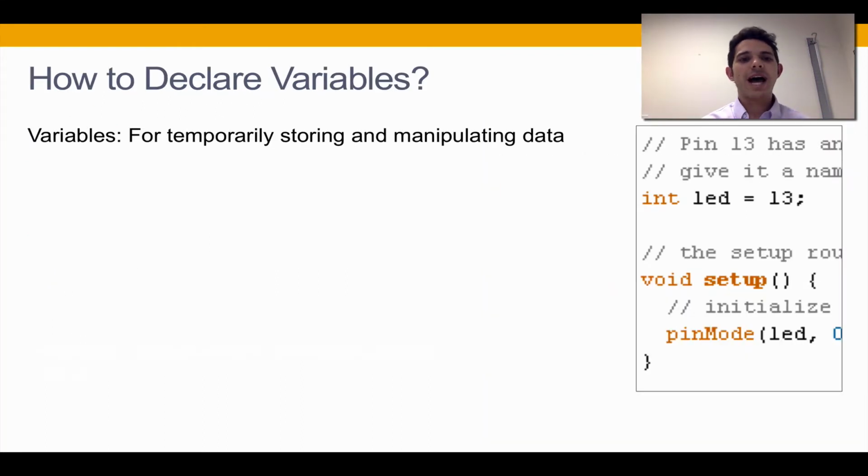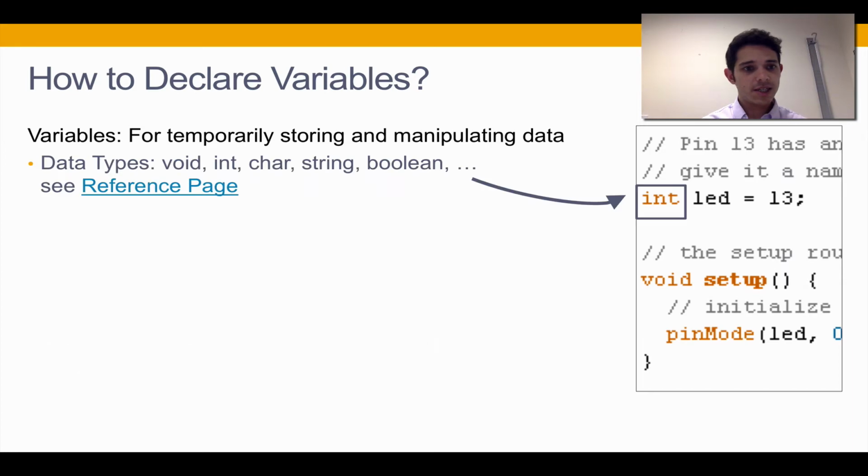Okay, let's talk about how to declare variables. So first, what is a variable? Think of a variable as a box. It's a box where you can store data and manipulate it later. And there are various types of boxes: prismatic, cylindrical, so on and so forth. So all these aspects really are a good way to conceptualize what variables do.